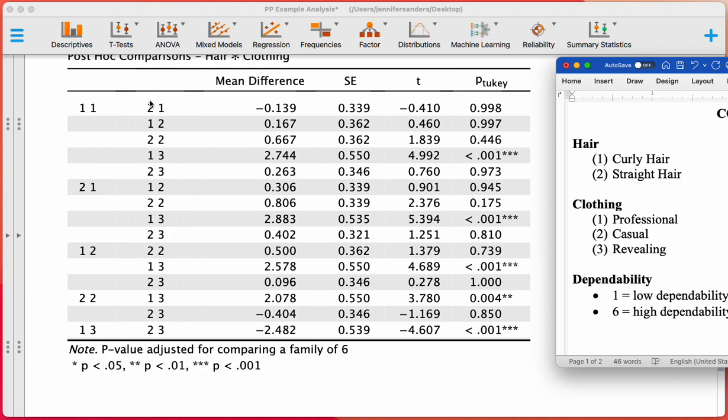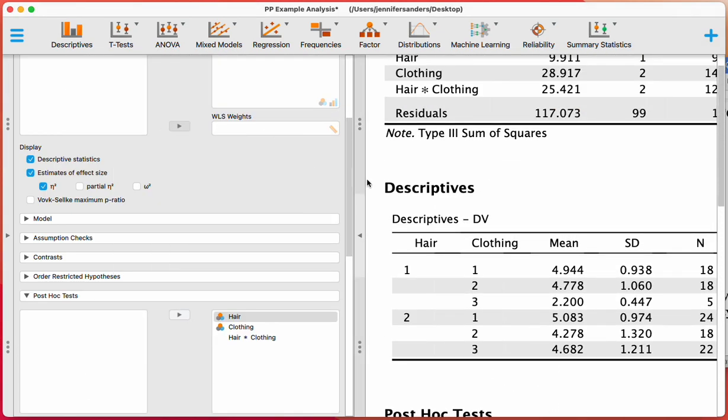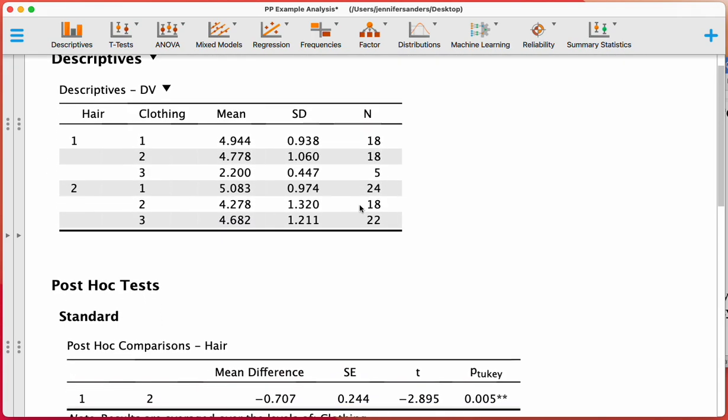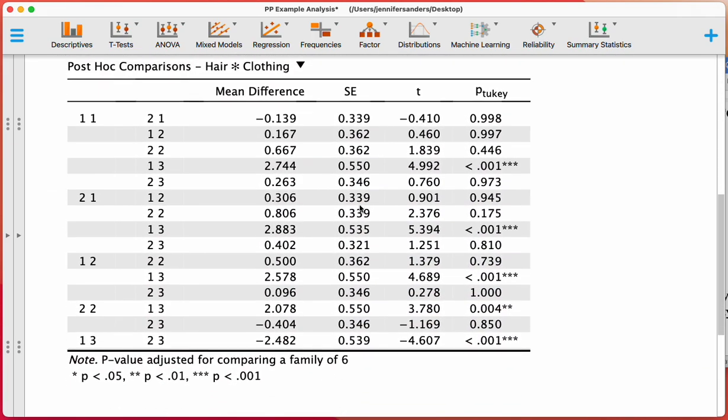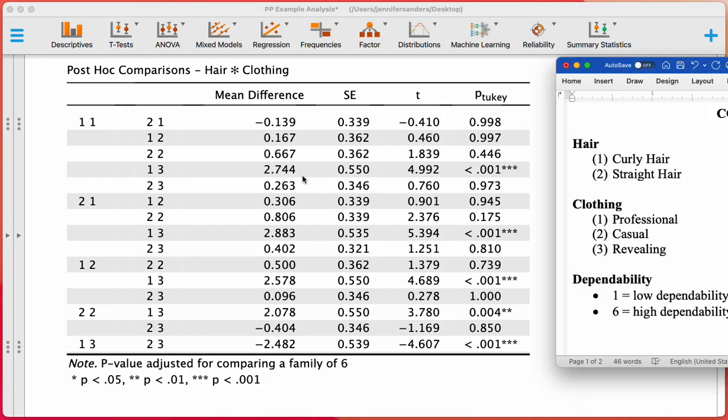And then columns 3 and 4, 3 has just 1s and 2s, so I know that that's going to be my hair. And 4 has 1, 2, and 3, so I know that that is my clothing variable. So this is straight hair with professional clothing, curly hair with casual clothing, straight hair with casual clothing, curly hair with revealing clothing, and so on.